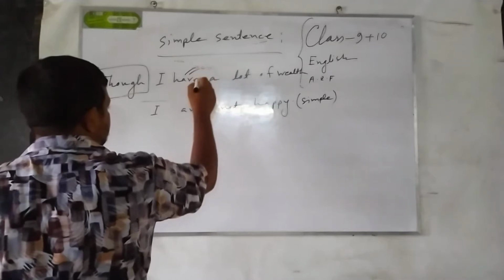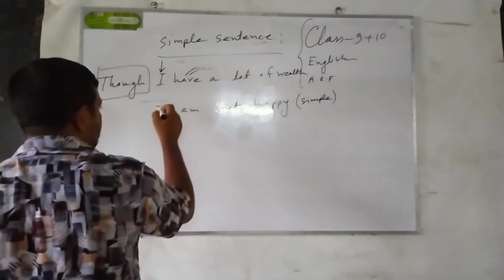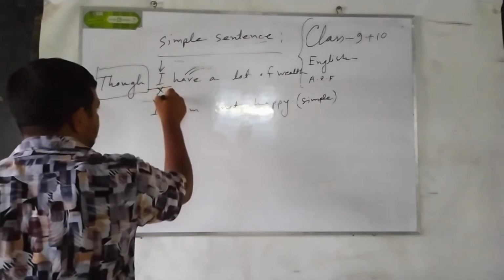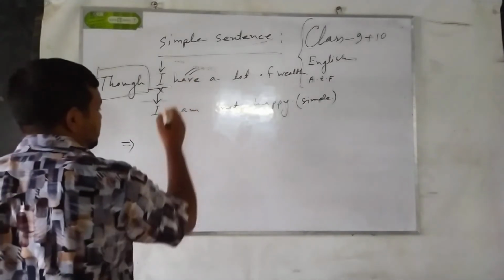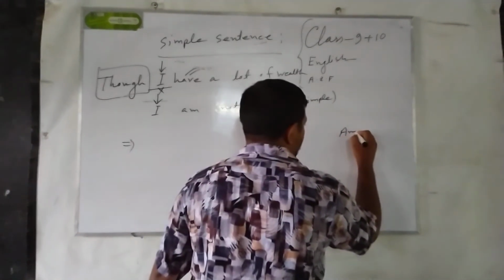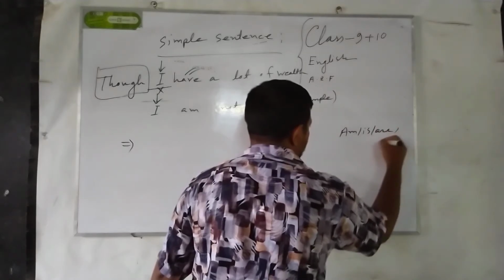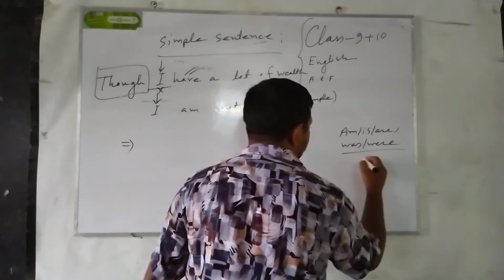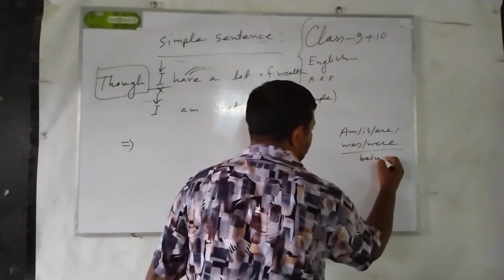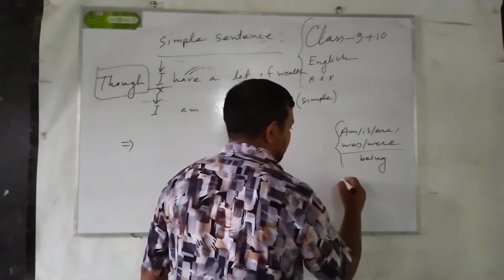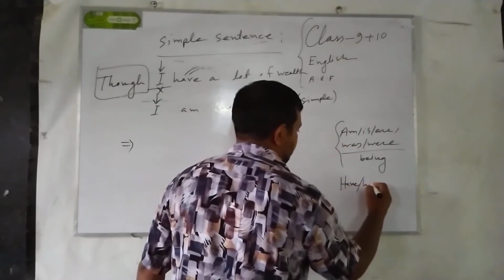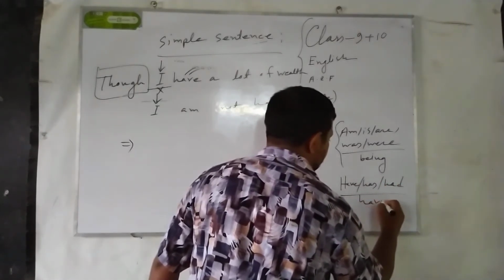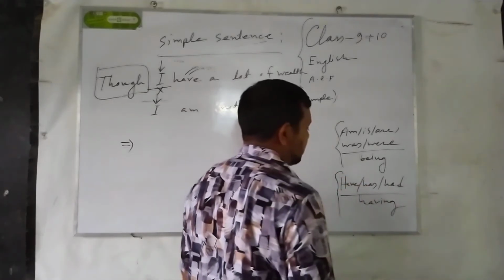How can I make a phrase of this verb? There is "I" in the first sentence, and the second sentence also has "I". So, I can omit the subject, then I have to change the form. I mean, am, is, are, was, were have a simple form: being. What is that? Being. Have, has, had have a simple form: having. What is that? Having.